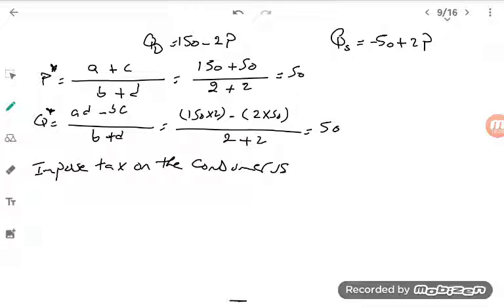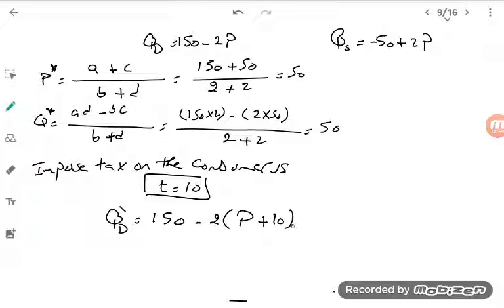Returning back to our example, we are going to impose a tax of 10. With respect to the consumers, they are going to pay P plus 10. So we have to find the new demand function, which is the old demand function, but the price will be P plus 10. So the demand function will be 150 minus 2P minus 20. It will be 130 minus 2P. So this is the new demand function.